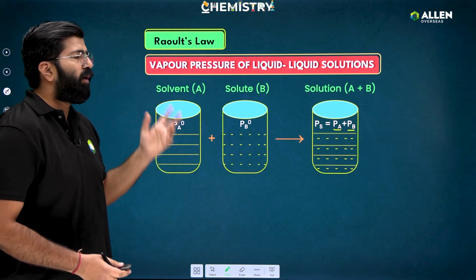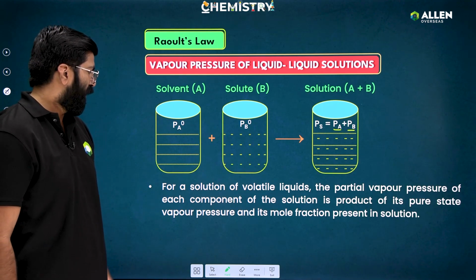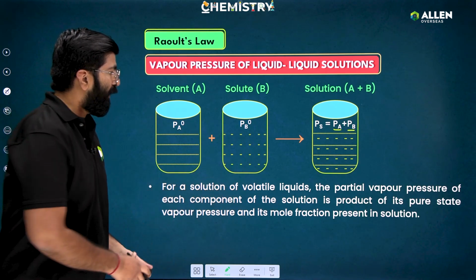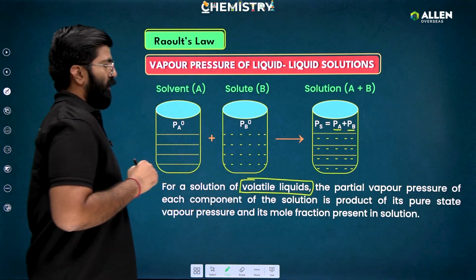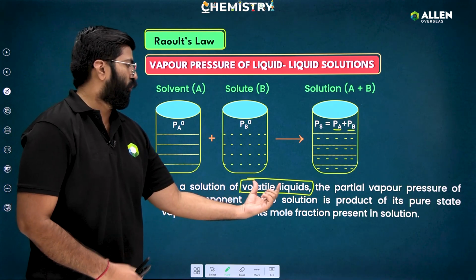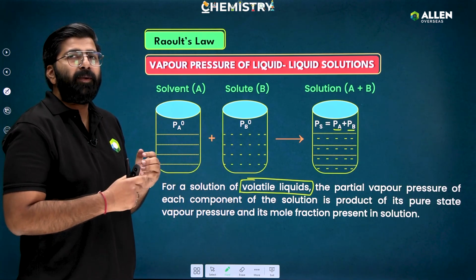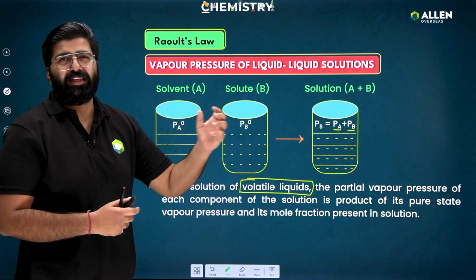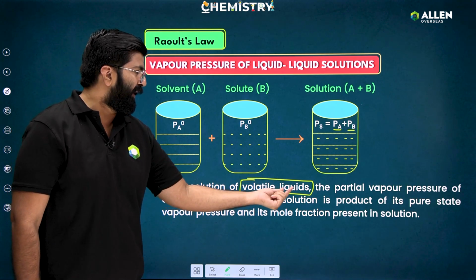Now, what is your Raoult's law? Let's see that also. Let's understand this statement. For a solution of a volatile liquid, this is an important point over here. Many questions were easily solved if you know this point, which is volatile. Volatile means this type of liquid can be converted into vapor at a given temperature. So in this solution, we are using your volatile liquid.